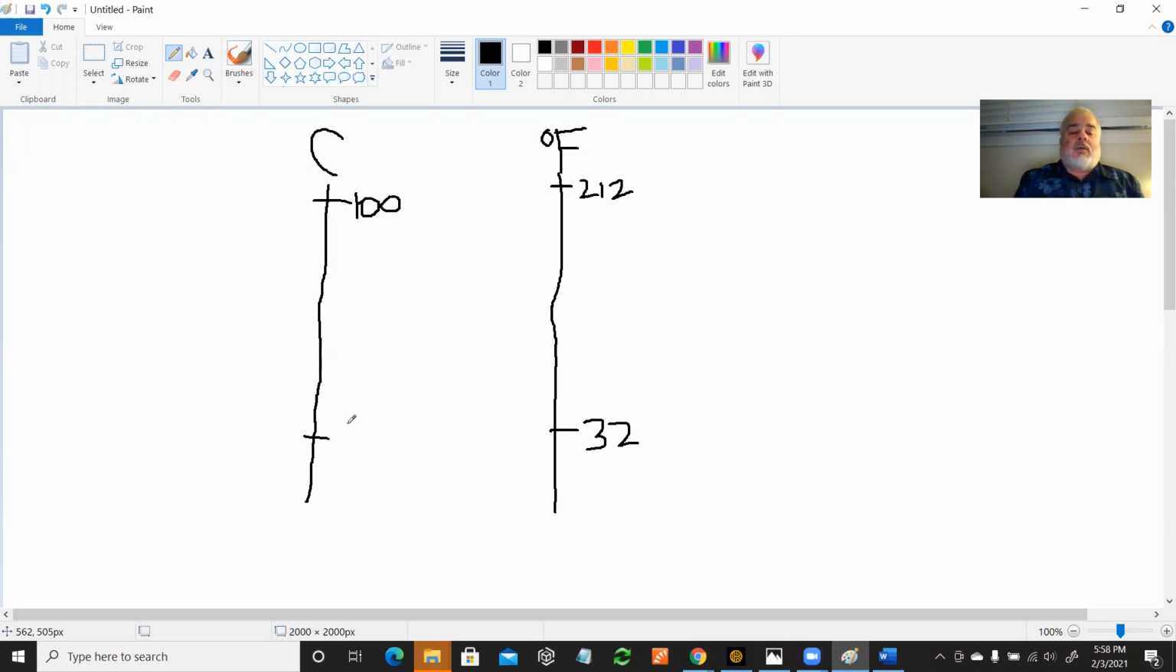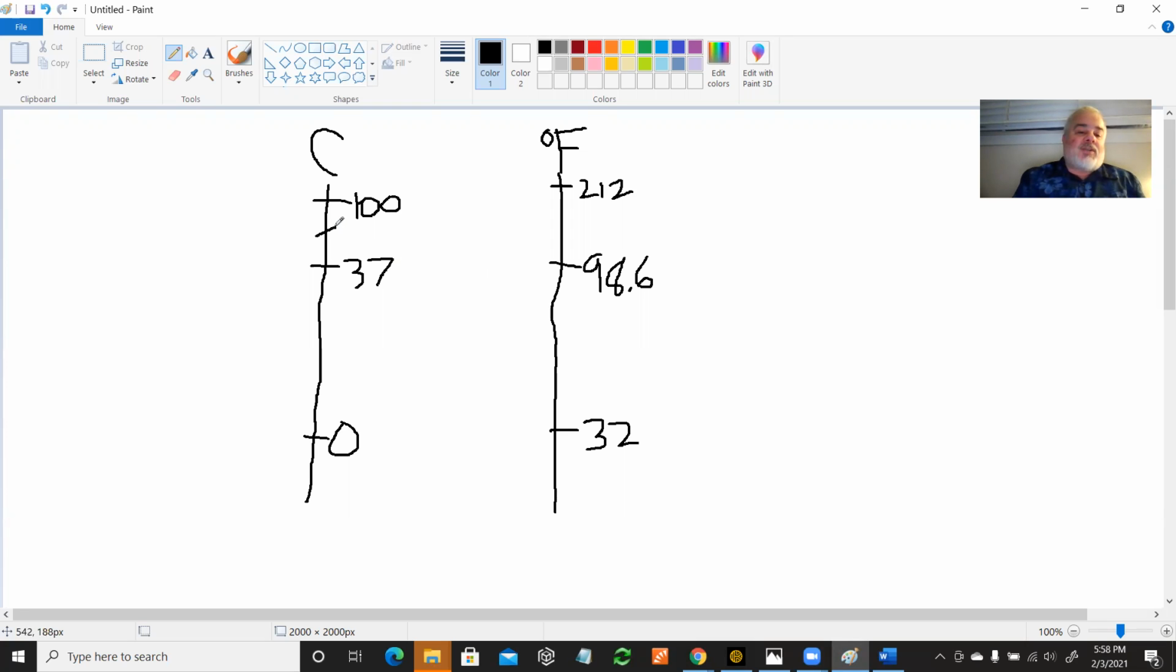In the metric system, it's 0 centigrade. Again, based on science, not some arbitrary numbers you have to memorize. Human body temperature, well, this one happens to be an interesting one. It's 37 and 98.6. Once again, just by luck in this case, but 37 is a nice round number instead of 98.6.